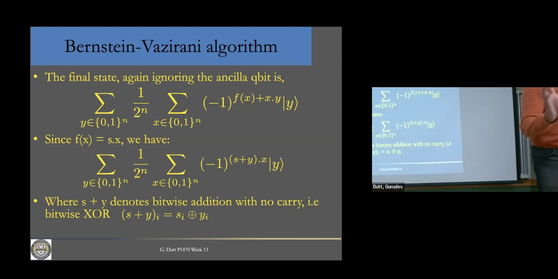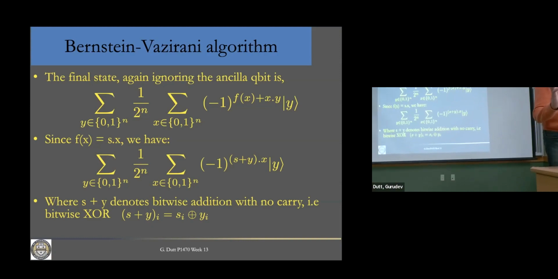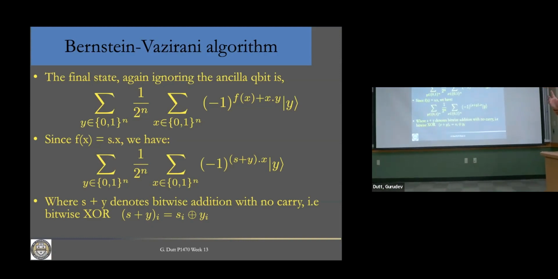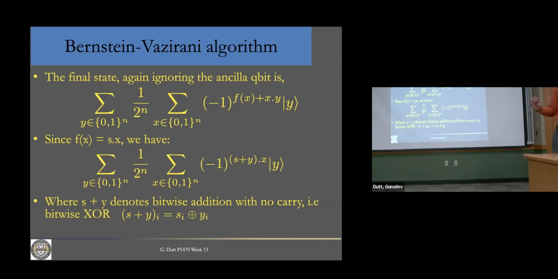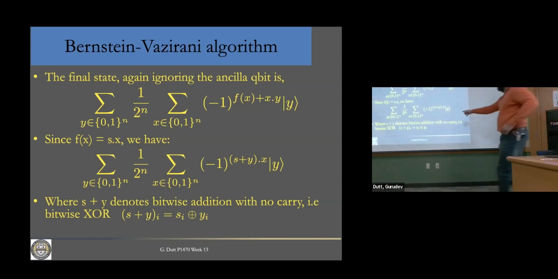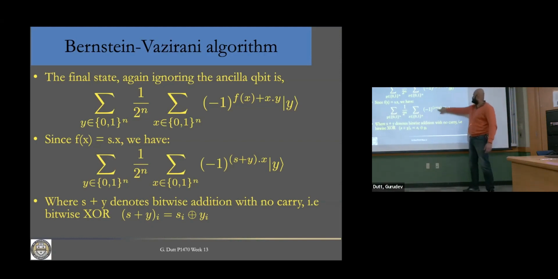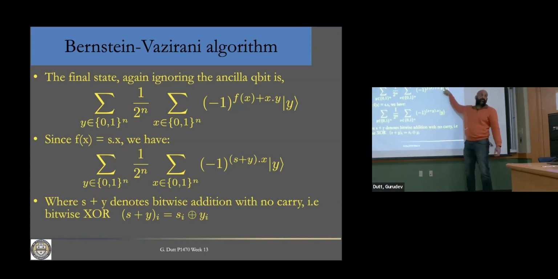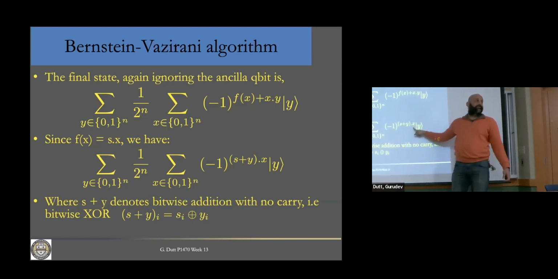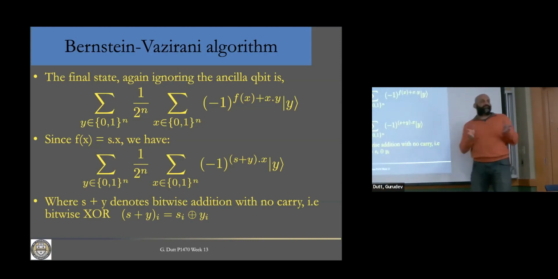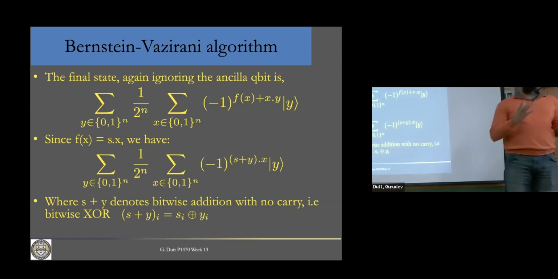Any questions on this so far? How this came about? How we got to this step? Can you repeat the last statement? This part, here, s plus y? Yes, this is just me substituting s dot x over here into minus 1 to the power f of x plus x dot y. So that's s dot x plus x dot y, which means s plus y dot x. But what I meant to say is that s plus y, you have to think of what it actually means. It's not just addition, but addition modulo 2. That's all I'm saying.